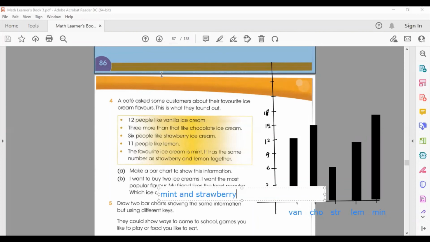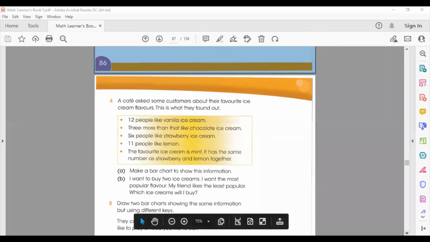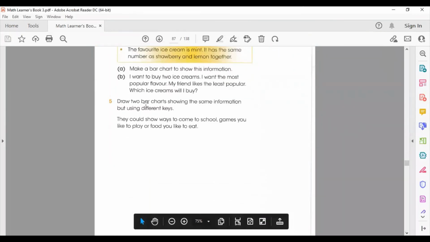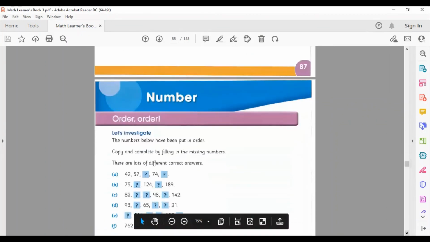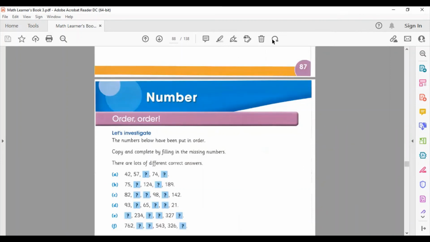Question number 5. Draw 2 bar charts showing the same information. We need to do the same thing. Okay boys, after this is page number 88, the new topic. We will start in the next video.